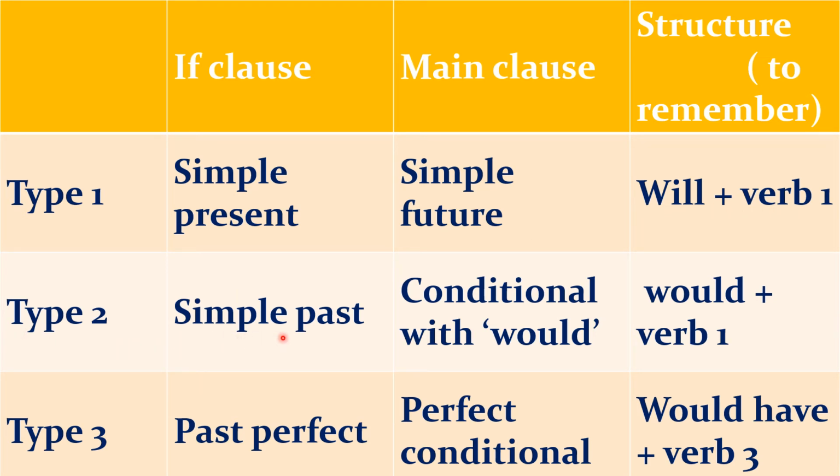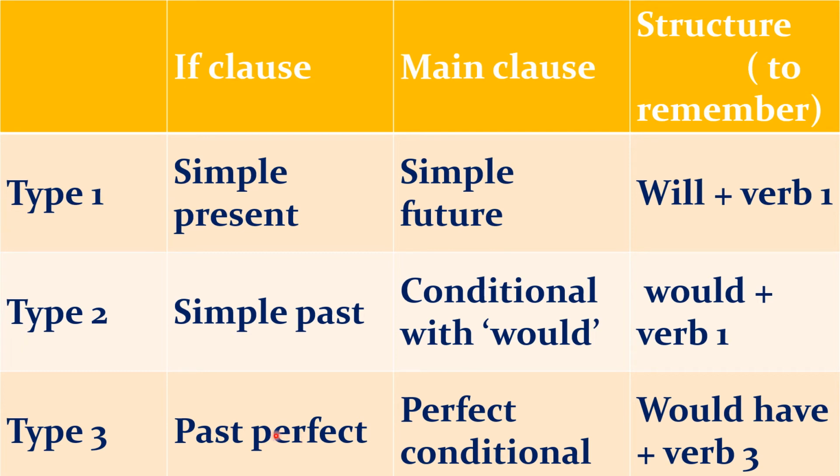Type 2: simple past tense. In the main clause, conditional with would or could. Most probably would or could, sometimes might. Would plus V1. Example: would fly.